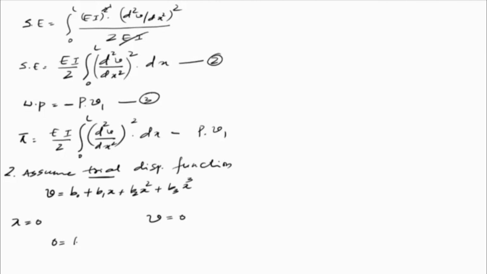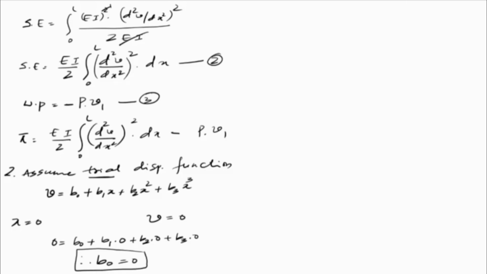0 is equal to b0 plus b1 into 0 plus b2 into 0 plus b3 into 0, because all these three terms consist of x, and wherever x is there, I need to put it as 0. Therefore, I will get b0 is equal to 0. So one constant I get by considering the first boundary condition.